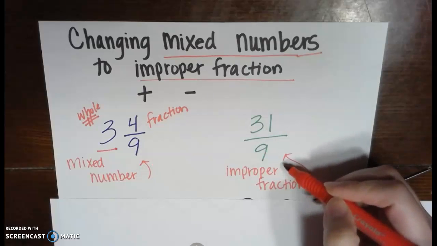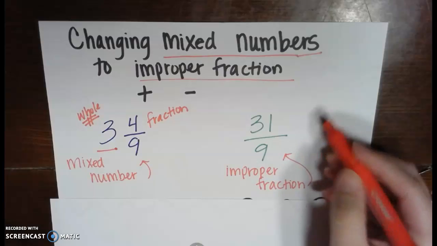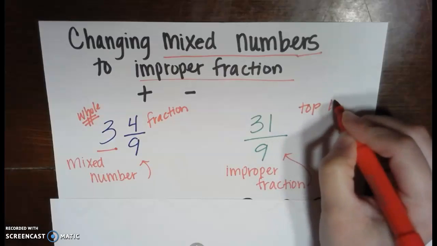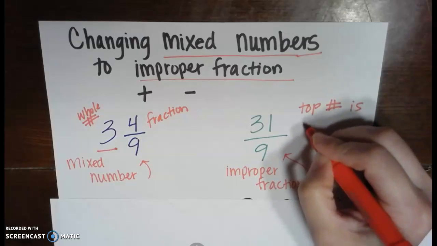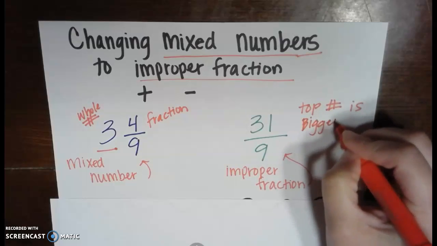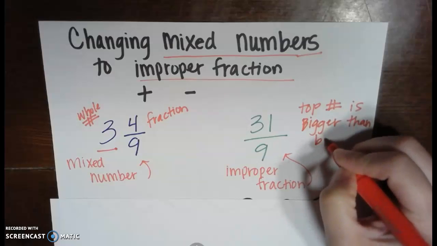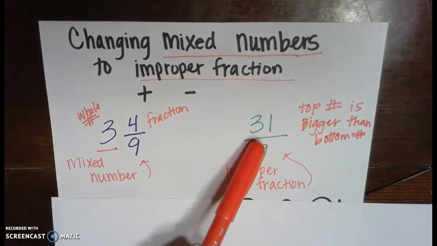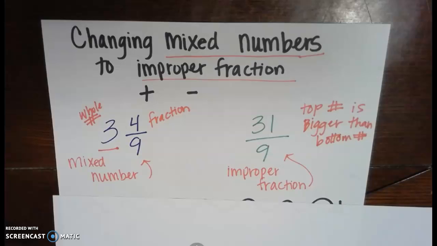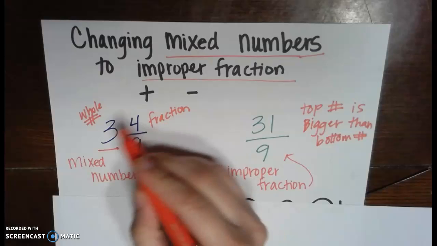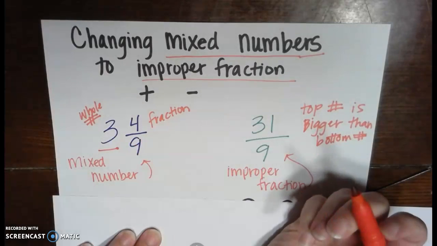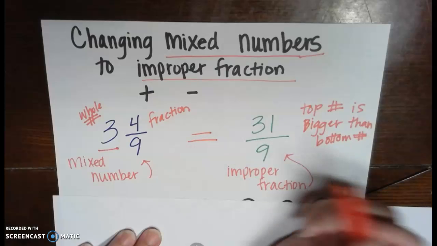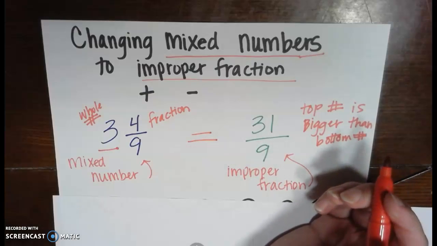Now, an improper fraction is exactly that, just a fraction, but the top number is bigger than the bottom number. Okay? And that's what makes it improper. So 31/9. 31 out of 9 pieces. It doesn't make sense because it's improper. It's not the way that we are used to seeing it. We are used to seeing it written this way. So, to be completely honest with you, these two equal the exact same thing. And I'm going to show you how to prove that.